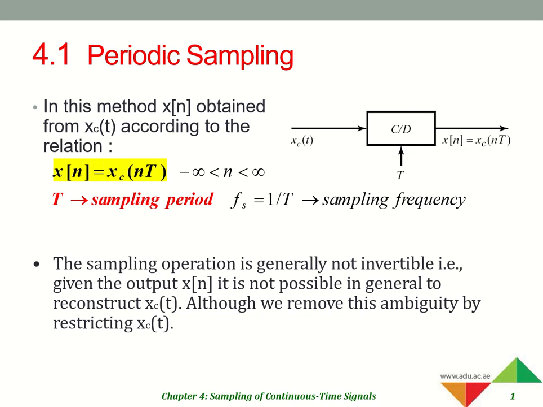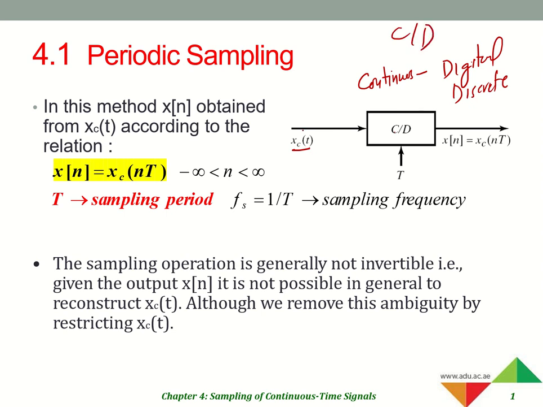The first topic is periodic sampling. In periodic sampling you have a continuous time signal, and you are using a continuous to discrete converter, a continuous to discrete time or digital converter, the C to D converter.